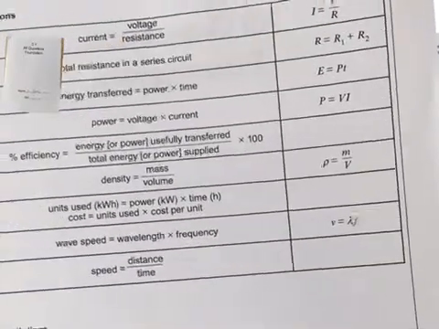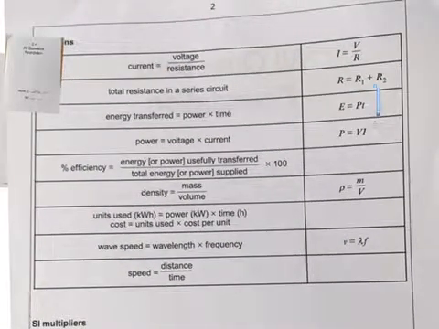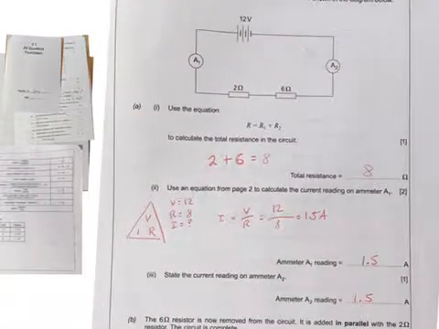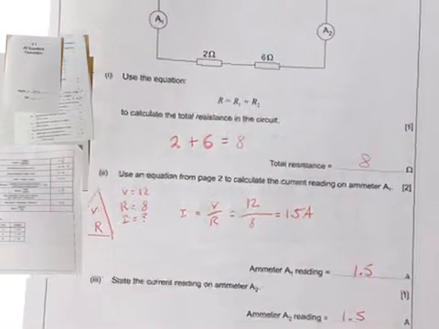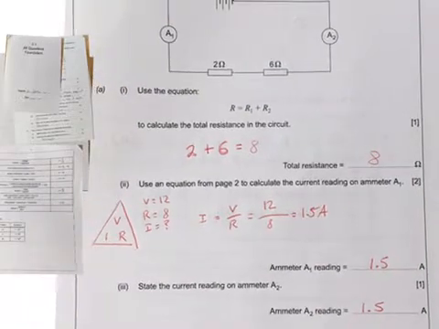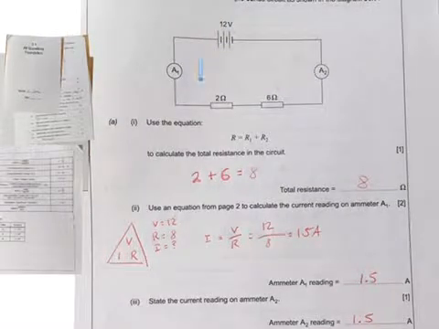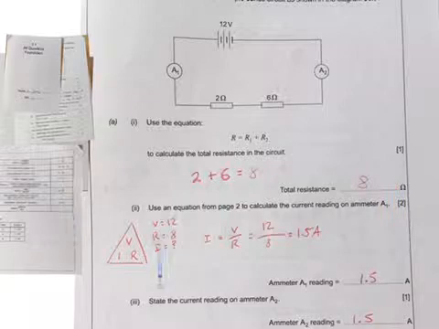You can see it there. Like I said, if you're higher, you're going to have another one as well. Use the equation from page 2 to calculate the current from A1. So there's A1. So what have I got? I've got a voltage of 12. I can get that from my diagram. I've got a resistance, I just calculated, of 8. So I'm looking for current. Well, the only equation that satisfies that is I equals V over R.